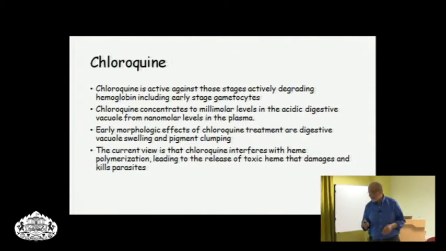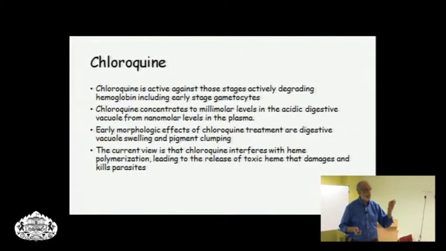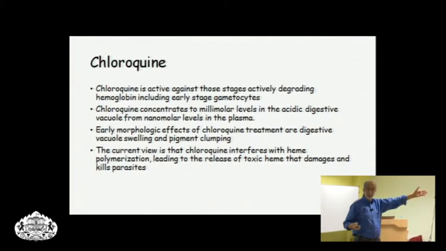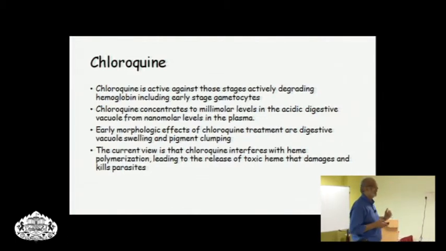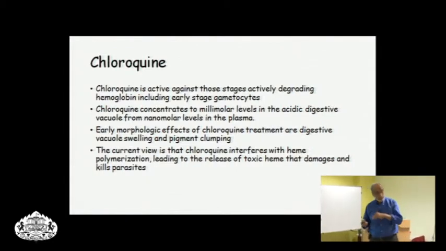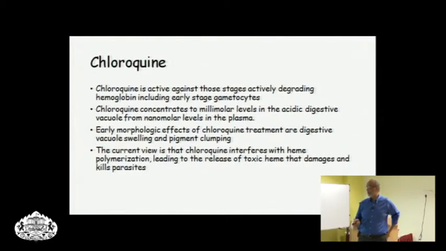So chloroquine is active only in those stages that are actively degrading hemoglobin. So chloroquine will not work in the liver stage. In the liver stage there is no hemoglobin degradation, so it doesn't work against the schizonts in the liver, but it does inhibit blood stages. Only because of the way in which it works, it only works against those stages that degrade hemoglobin.